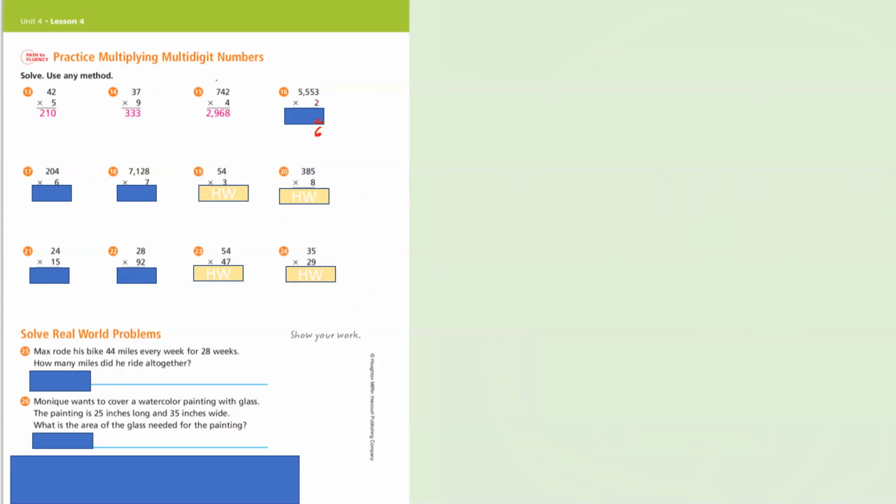I'll put it down here. 5 times 2 is 10, so we're going to put a 1 up there and a 0 down here. 5 times 2 is 10 plus 1 is 11. And you get 11,106.